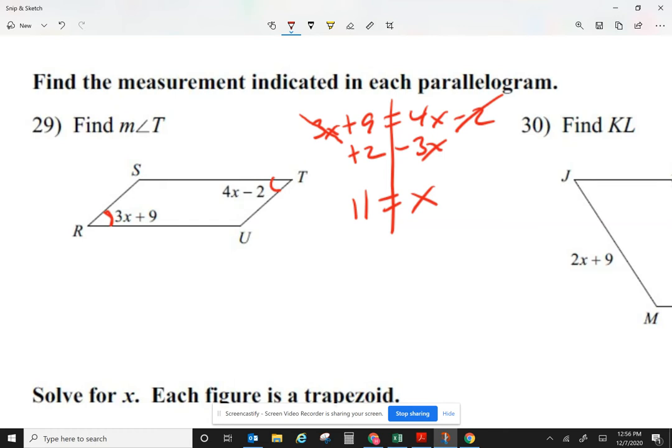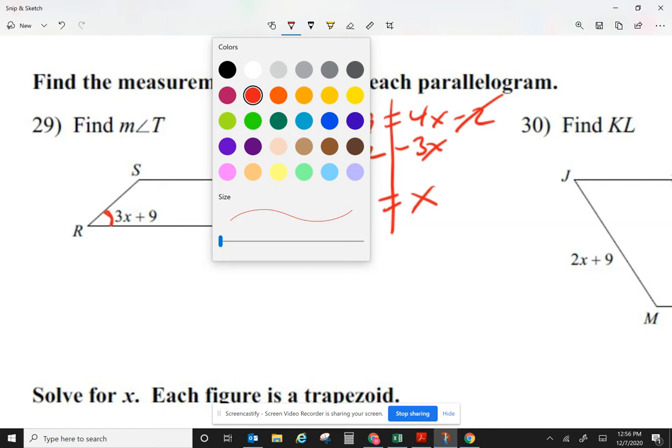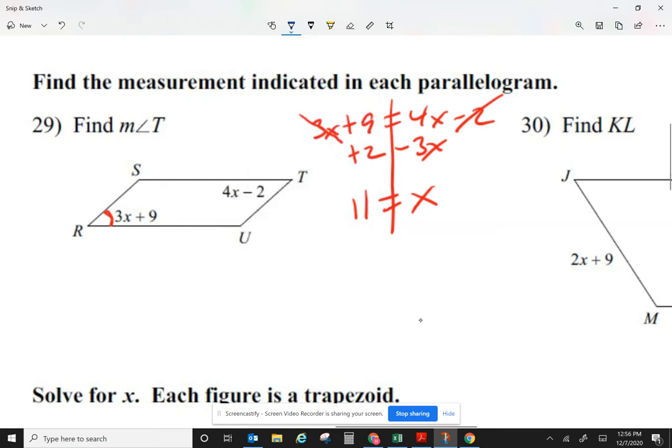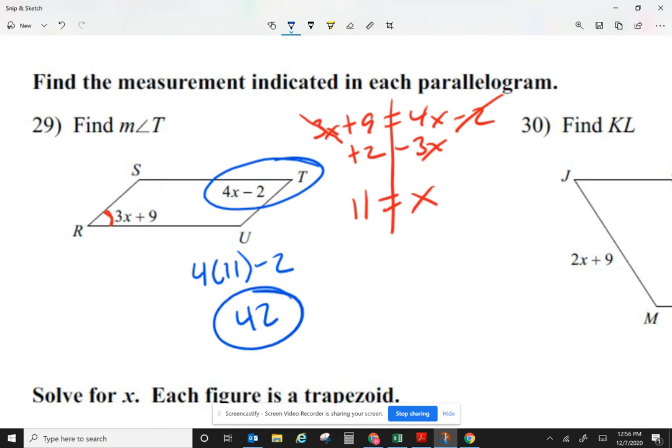Now here, the instructions are find the measurement of angle T. Angle T is right here. I want to know how much is 4 times x minus 2. Now I know the value of x. So let me go 4 times 11 minus 2. 4 times 11 is 44. 44 minus 2 is 42. That angle is 42 degrees.